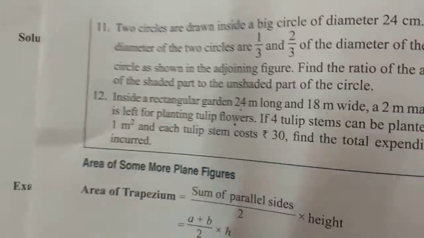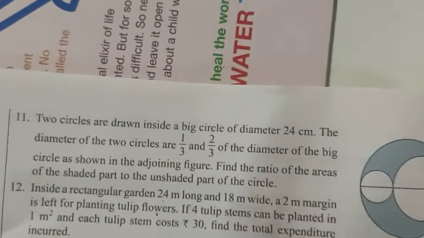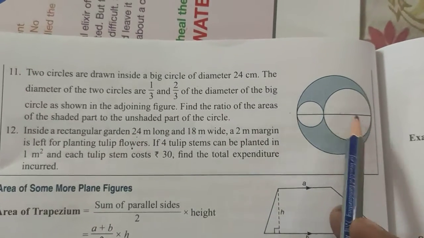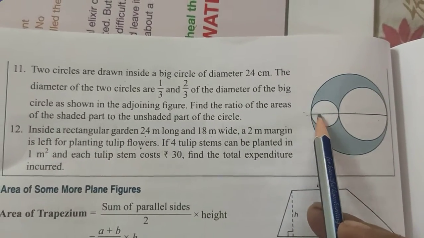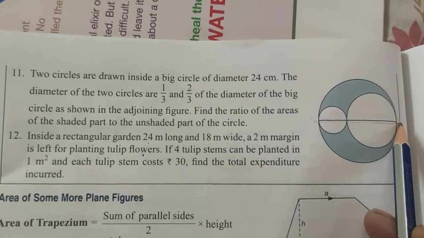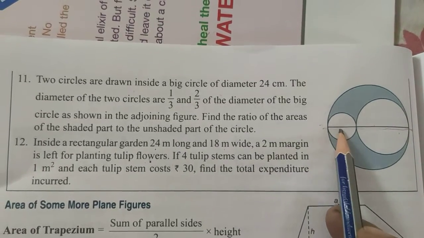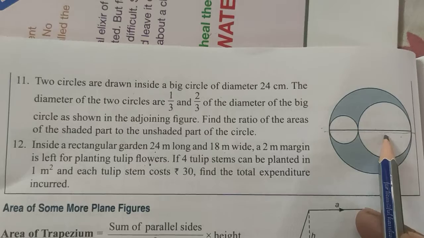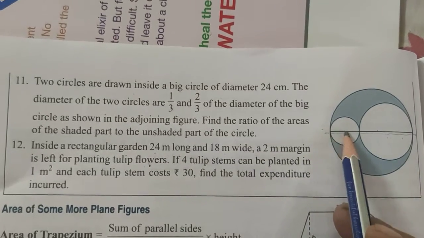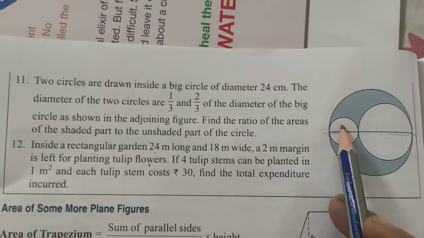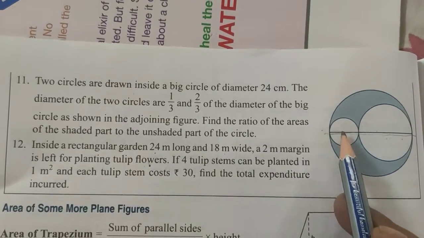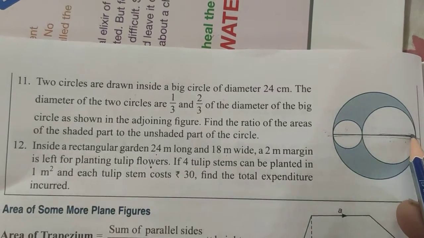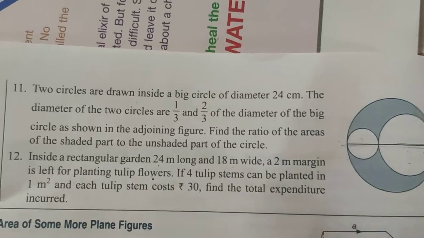Now let's come to question number 11. Two circles are drawn inside a big circle. You can see the diagram. Two circles are drawn inside a big circle of diameter 24. This is the diameter 24. The diameters of the two circles, this circle and this circle, are 1/3 and 2/3 of the diameter of the big circle, not 1:3, but 1/3. The diameter of the smaller one is 1/3 of the total diameter, and the diameter of this bigger circle is 2/3 of the total diameter.